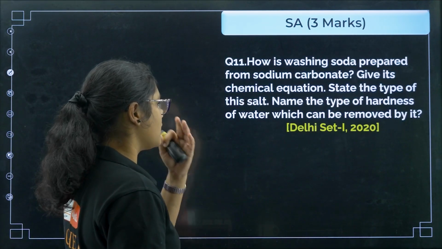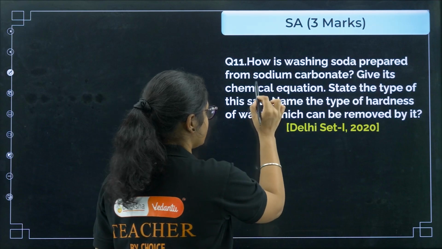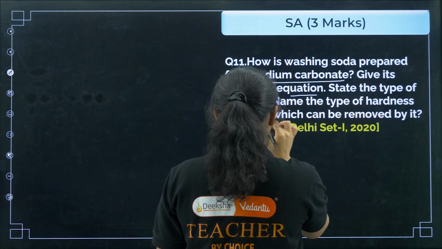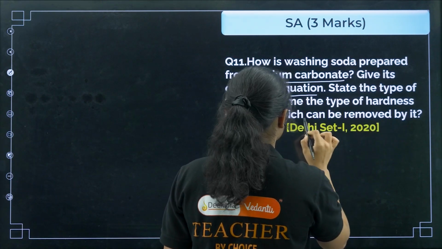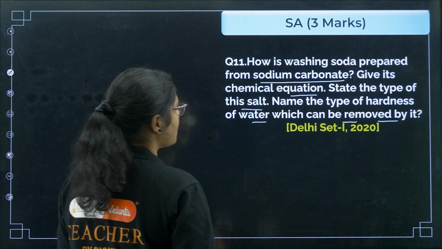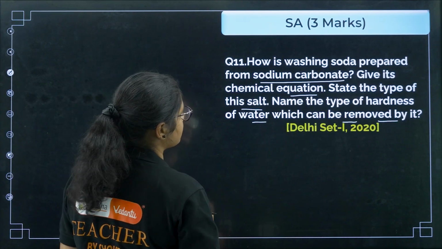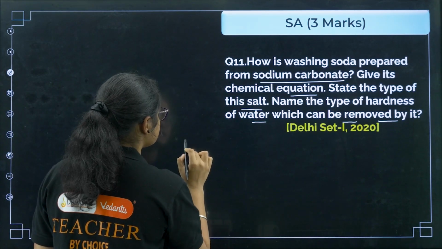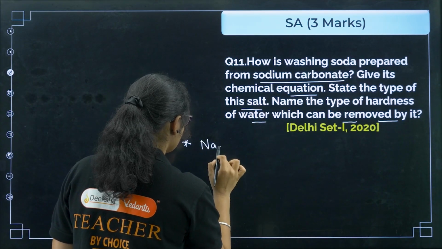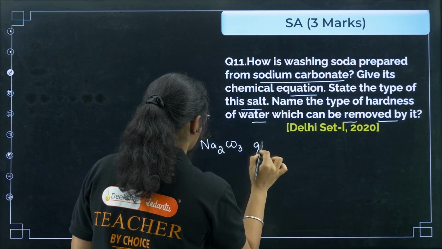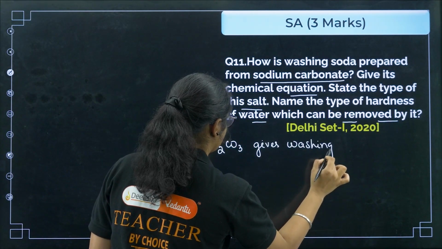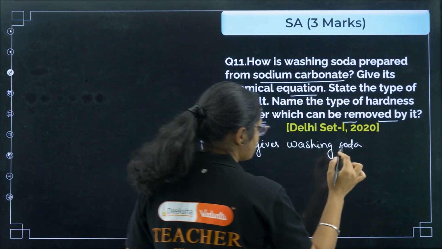Next, question number 11, how is washing soda prepared from sodium carbonate? Give its chemical equation, state the type of this salt, name the type of hardness of water that can be removed by it. Okay, so let us do this question. So first, if I want to write how it is prepared, you can write down sodium carbonate gives washing soda on crystallization.